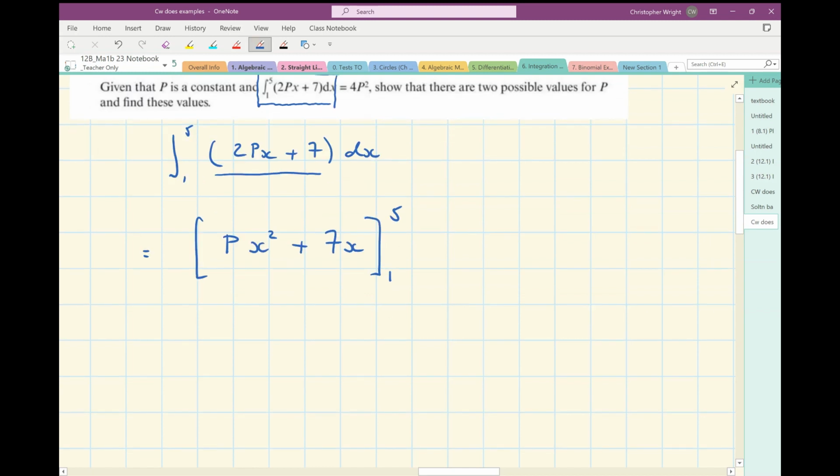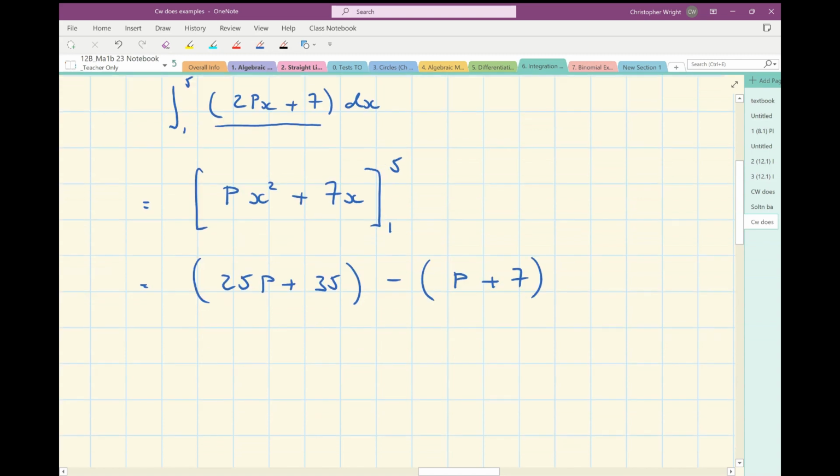So let's crack on and evaluate it between 1 and 5. Shall we substitute 5 in for x? I get 25p plus 7 5s are 35. And from that, I'm going to subtract the value of this expression when x is 1. So I'm going to subtract p plus 7. Notice how I'm being careful with my brackets here so I don't mess up my sign. So that's going to be 25p plus 35 minus p minus 7, which is going to equal 24p, I beg your pardon, plus 28.